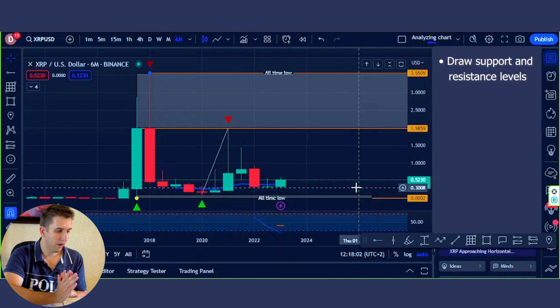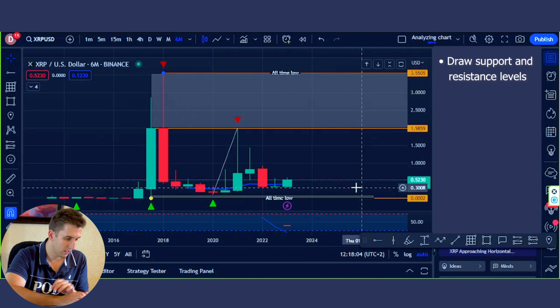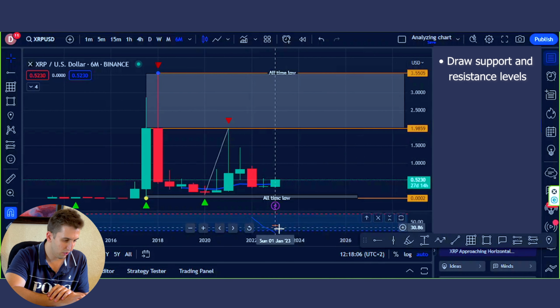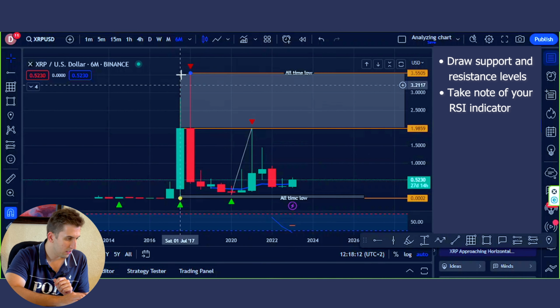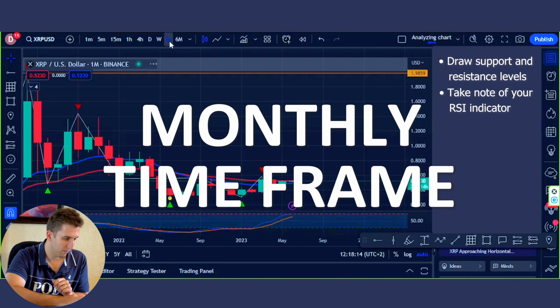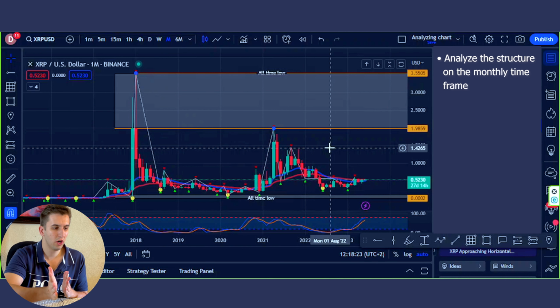So now that we've got our resistance and we've looked at our 6-monthly time frame, if we also look at the RSI, it doesn't have enough data for us, so we can't use that as a confluence. Now we move on to the monthly time frame. We want to look at what the structure looks like.